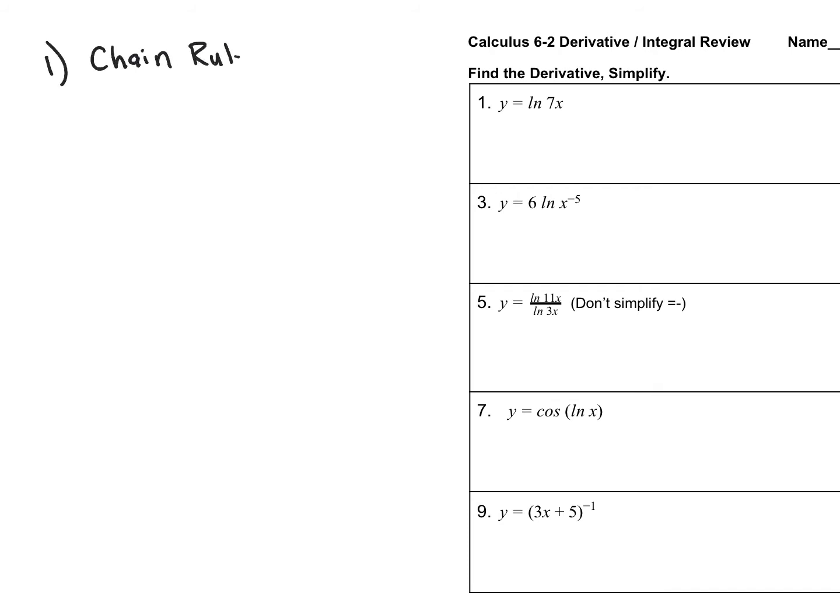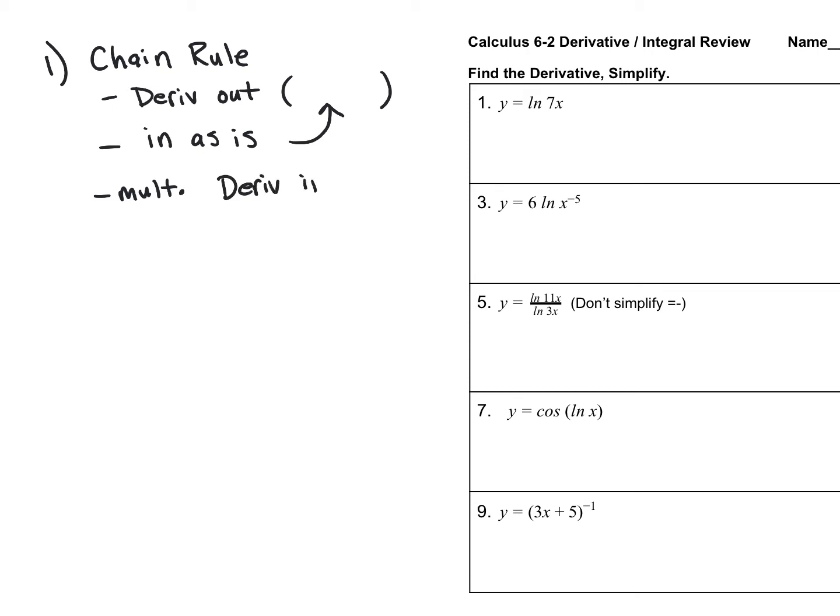All right, there are 3 parts. You need to take the derivative of the outer. And remember, that's always a blank set of parentheses. There should never be an X there. You plug in the inner as is inside that blank set of parentheses. And then you multiply everything by the derivative of the inner. And then you simplify.